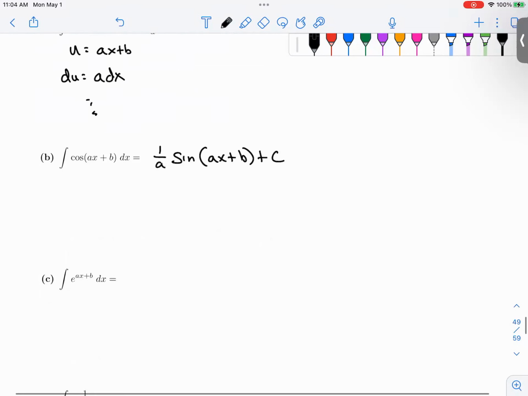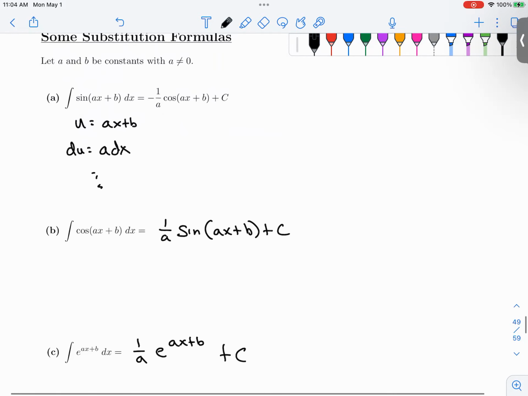e to the Ax plus B: 1 over A, e to the Ax plus B, plus that constant C. For the same reasoning, u will equal Ax plus B. The derivative of that will be du equals A dx. And that's where you get that 1 over A. That's where those rules come from.